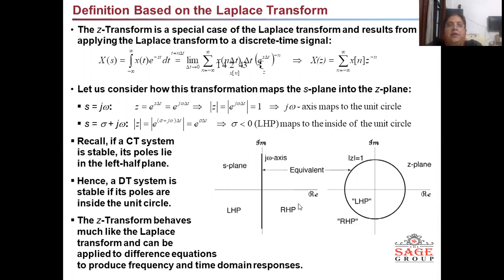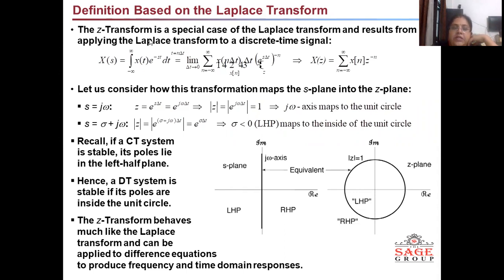As we all know, the Laplace transform is used to convert differential equations into algebraic equations. Likewise, the Z transform is also a special case like the Laplace transform, and it converts the difference equation into algebraic equations. We know that the convolution of two signals results in the product of the Z transforms. So the Z transform is very useful in signal processing.